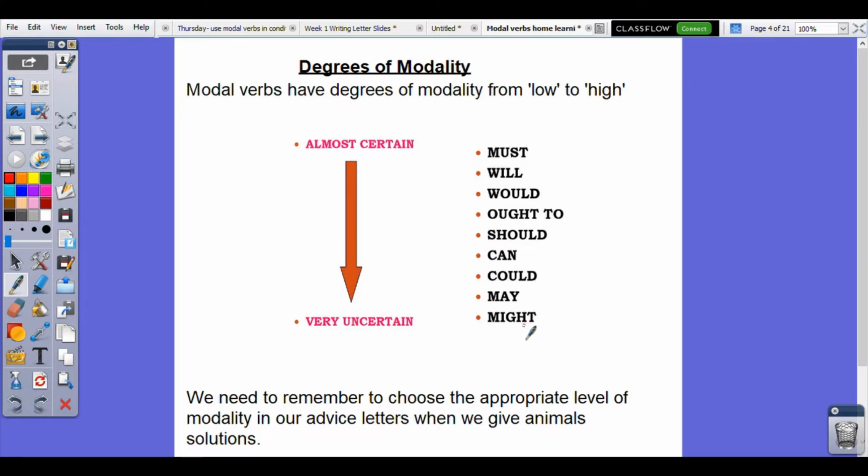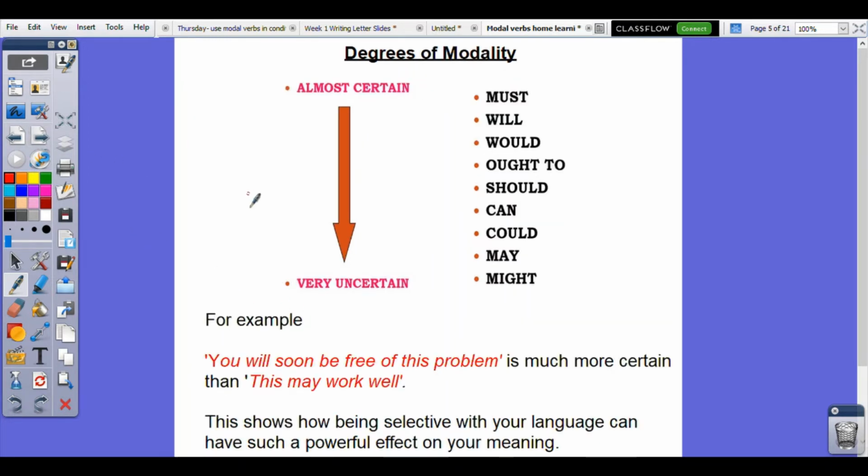And you can think that if I said, you might be able to go outside later, I wouldn't sound very certain. If I said, you will go out later, I would sound very confident that that is very likely to happen. So remember that we want to choose the appropriate level of modality in our advice letters when we give animals solutions, because we will feel differently about different solutions. So I've still got my list of modal verbs here with them ranked for you to help you.